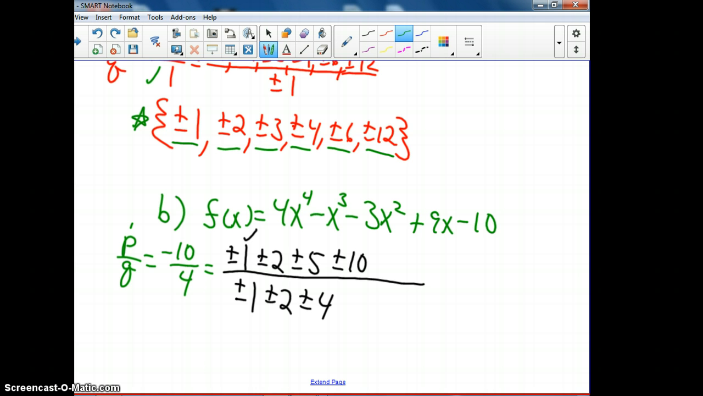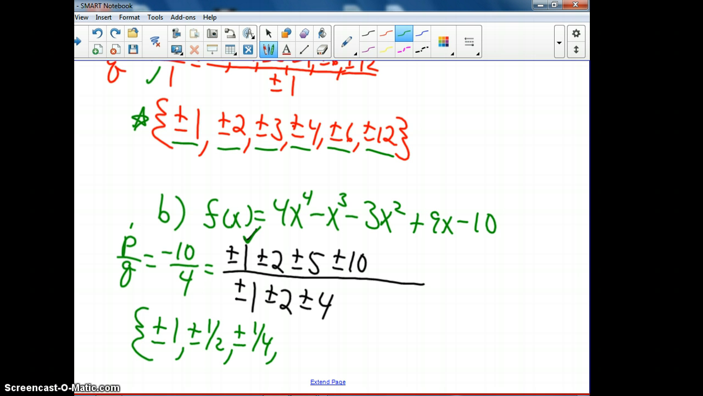Okay, so now we're going to go through this. Here we go. Okay, so here's 1, right? 1 over 1 gives you 1. Okay, that's easy. 1 over 2 gives you 1/2. Good. 1 over 4 gives you 1/4. Okay, that takes care of the 1s.